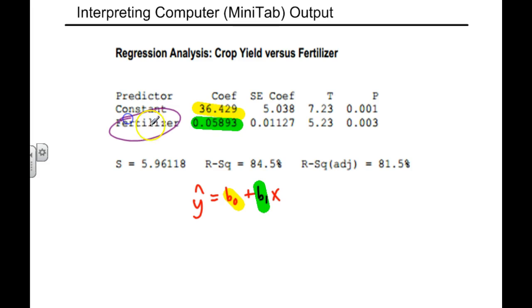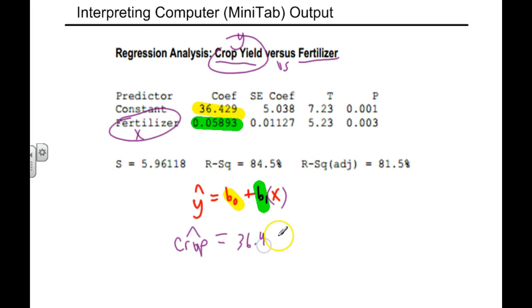And this is always our x variable. So our x variable in this case would be fertilizer. Here, crop versus fertilizer, we know that crop yield would have to be our y variable. So we're ready to write our equation. It would be crop yield. I'm just going to write crop. And so b naught, the y-intercept, is 36.4, plus the slope 0.058 times the fertilizer. I'd write that out, but I'm just going to abbreviate it right now. And that would be our equation.